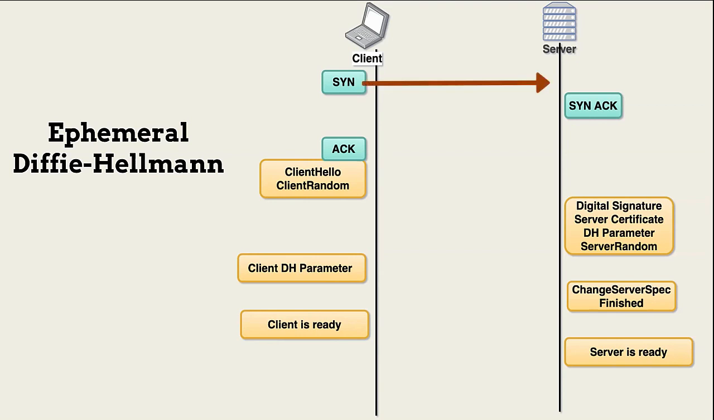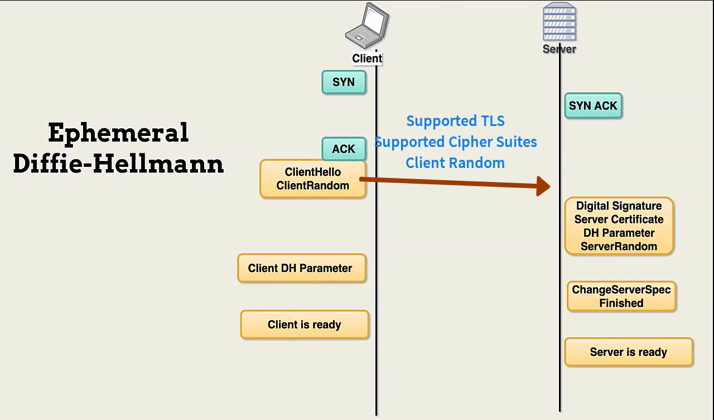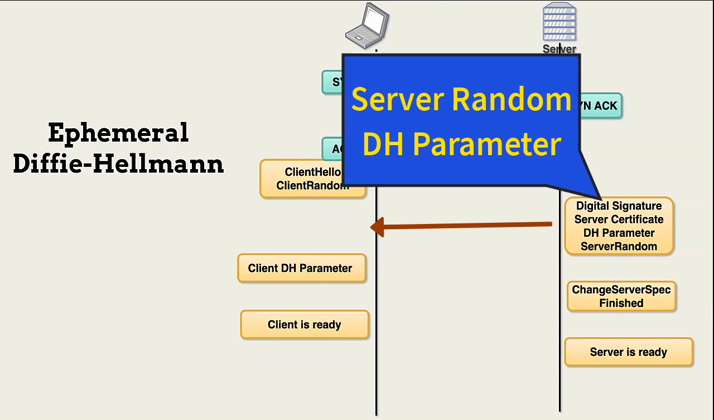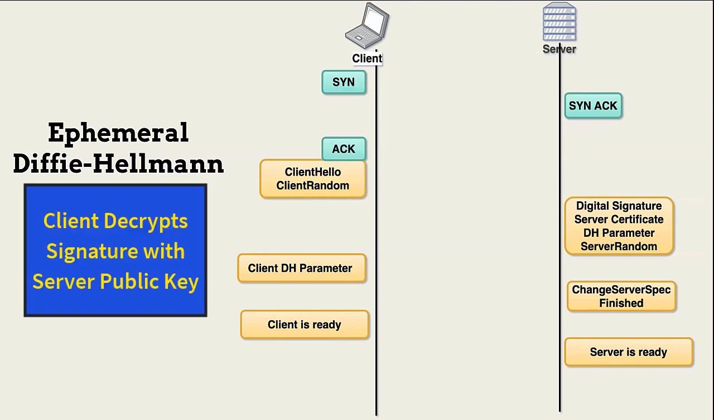After the SYN and SYN ACK process, the client sends a client hello message to the server that contains the TLS version and Cipher Suites it supports, as well as the client random. The server returns a message to the client that contains the server certificate, the server random, and the chosen Cipher Suite. Unlike the RSA TLS handshake, the server also creates a digital signature containing the server random and a DH parameter. The signature is encrypted with the server's private key.